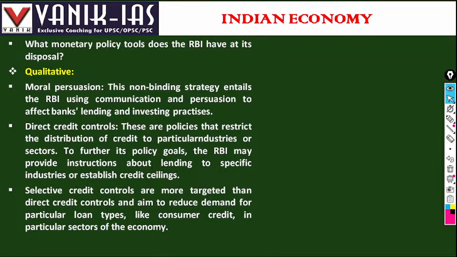Direct credit control: there are policies that restrict the distribution of credit to particular industries or sectors. Further, to fulfil its policy goals, the RBI may provide instructions about lending to specific industries and establish credit ceilings for different sectors. Selective credit control is more targeted than direct credit control and aims to reduce demand for particular loan types, like consumer credit, in a particular sector of the economy.